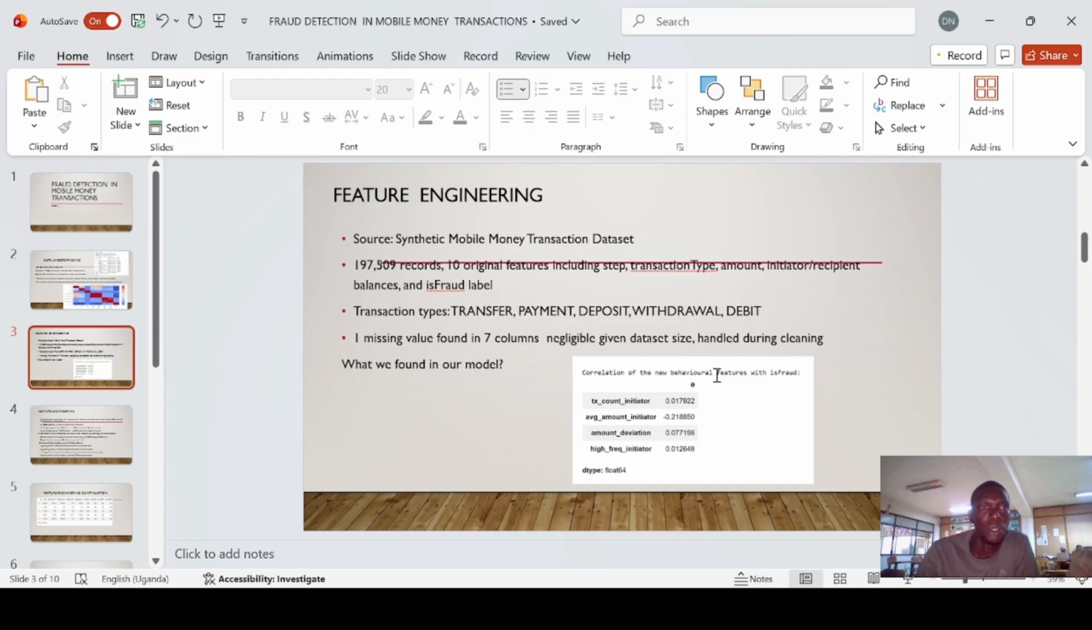We also found that the original features had weak correlations with fraud, indicating that raw data alone would not be sufficient for effective detection. So to address this, we engineered new features such as a balance change feature, transaction to balance ratio, and behavioral features like each account's average transaction amount. These features help capture unusual spending patterns and deviations from normal user behavior. By transforming the raw data into more meaningful indicators, we provided our machine learning model with a stronger signal for detecting fraudulent transactions.